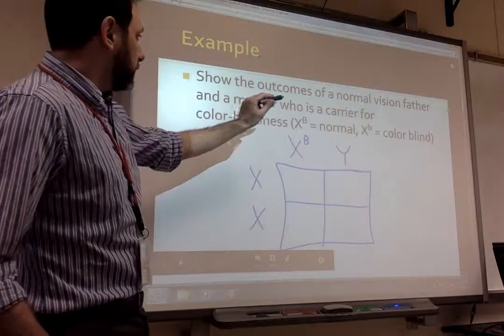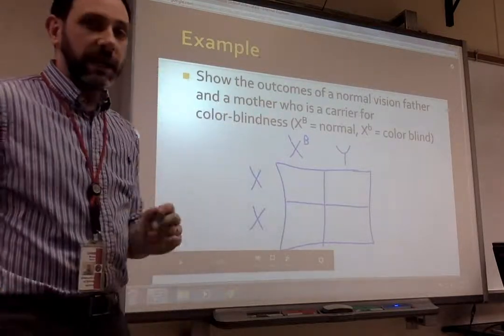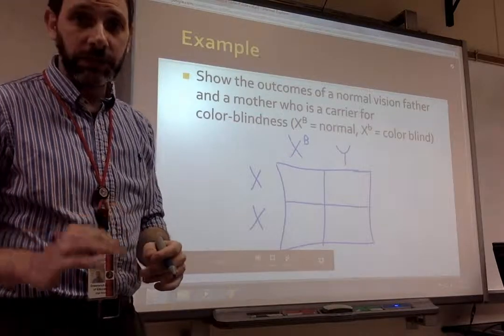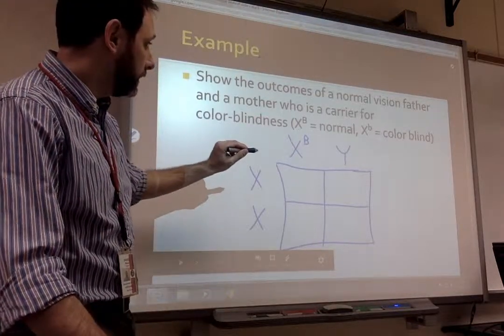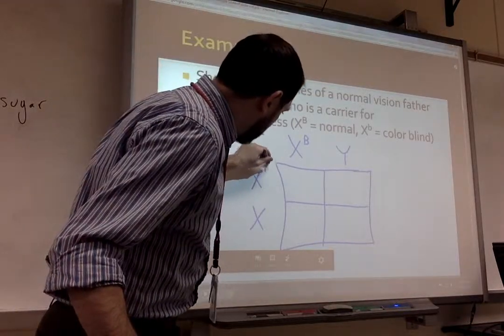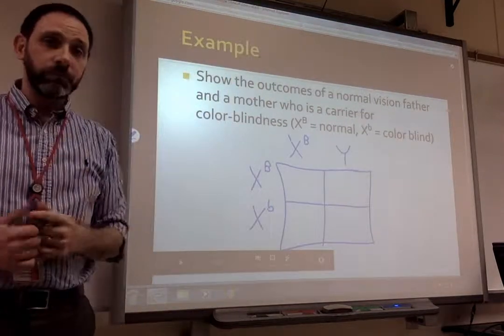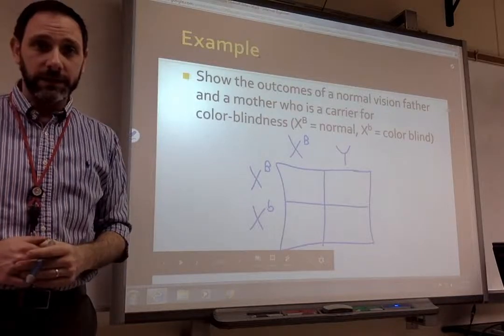And then the mother is a carrier for color blindness. A carrier means she's going to be heterozygous. She has normal vision, but she carries the colorblind allele. So we're going to put a capital B on one of these and a lowercase b on the other. And that's how we set up the parents.